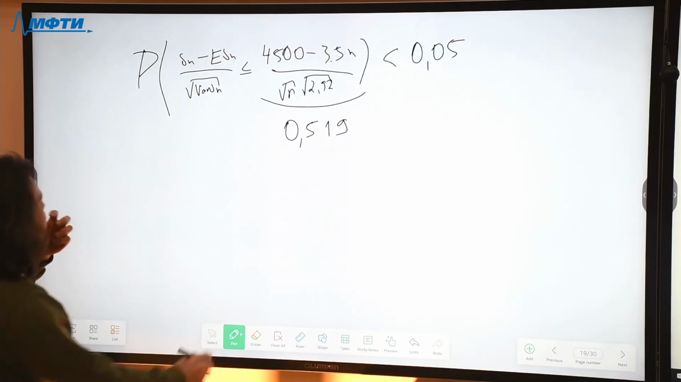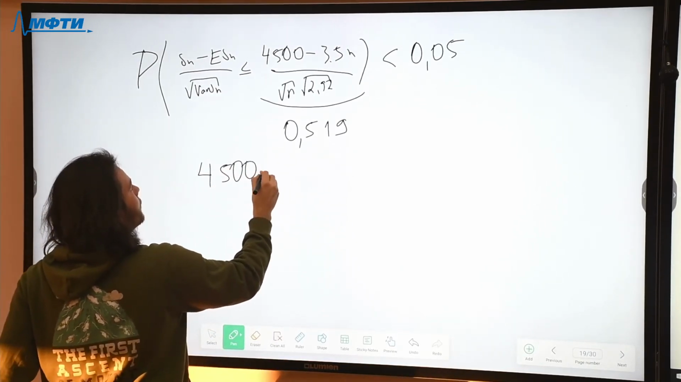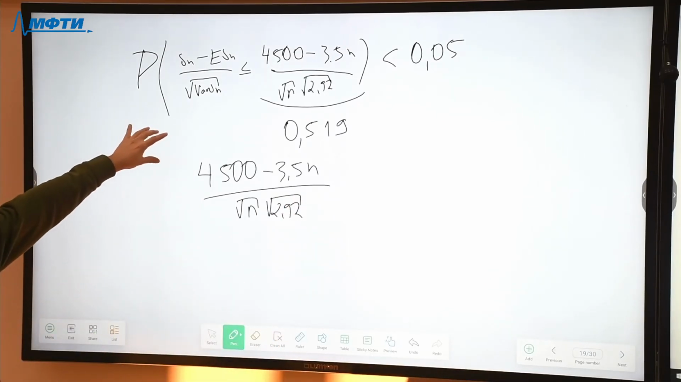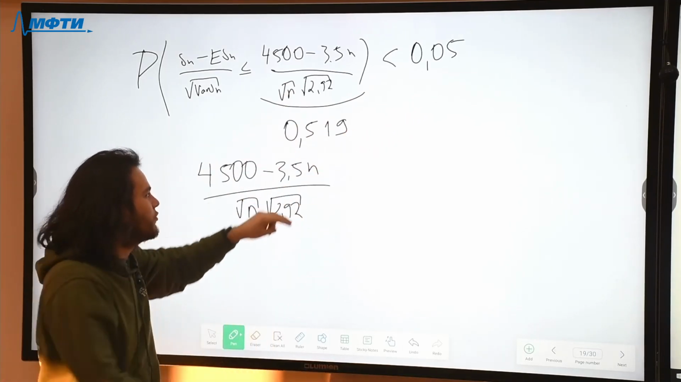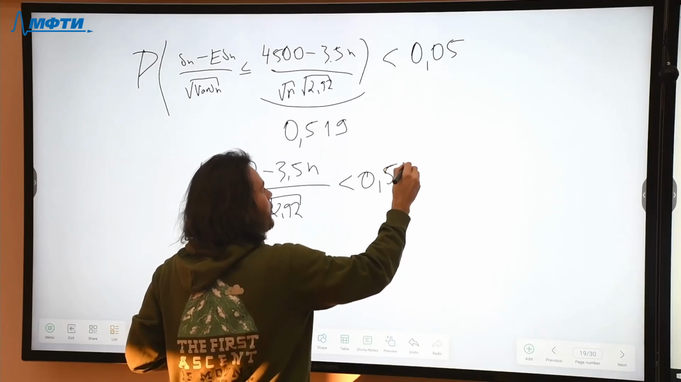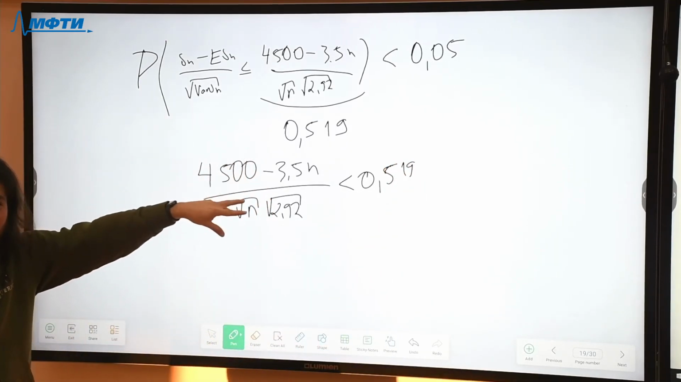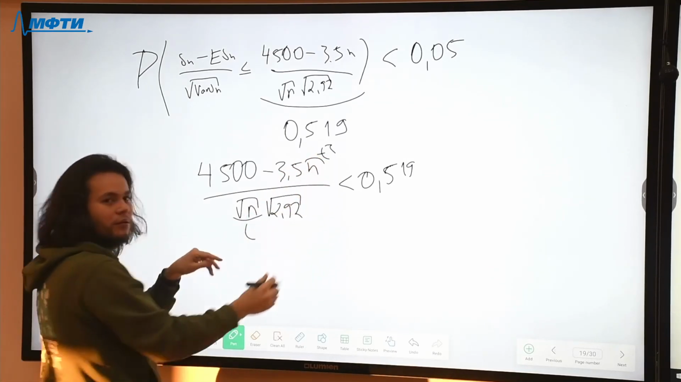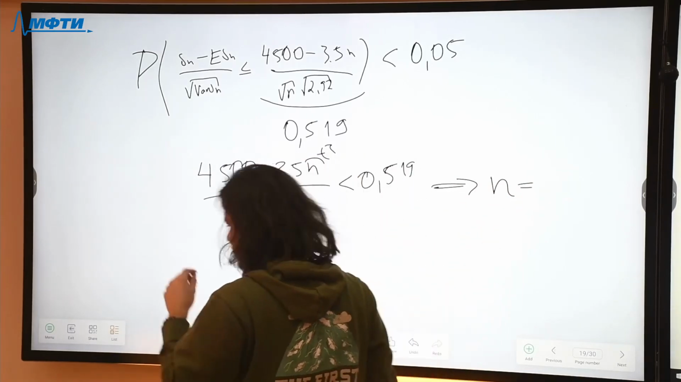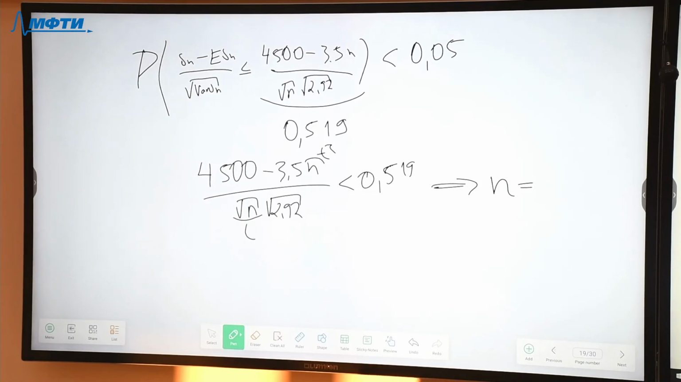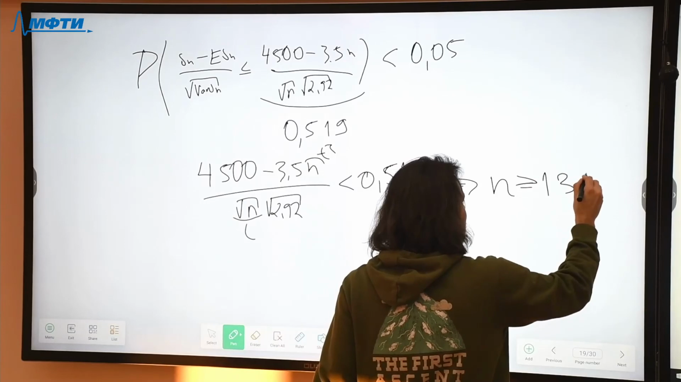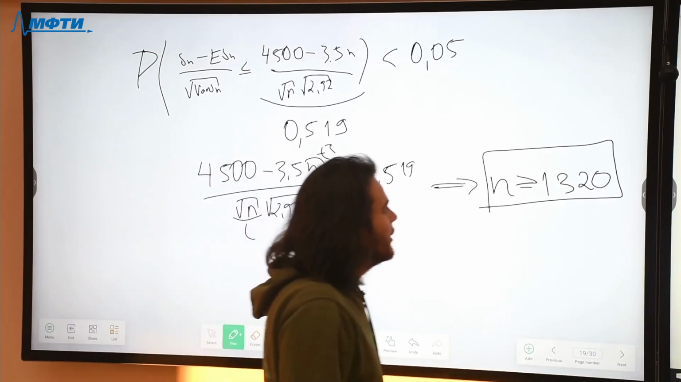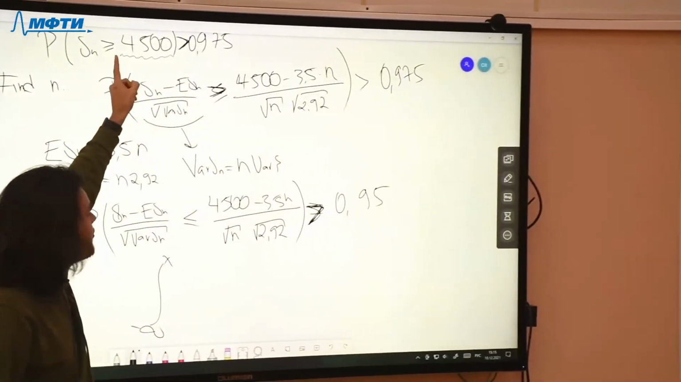That's it. So I need this probability, this number, to be, if I want this probability to be less than this, then I need this number to be less than this number. And that's it. You can solve it. You have just an equation here. So let's say that this is t, and this is t here. This is going to be t squared. You can solve it. And the answer is going to be 1,320 times. So this is the number of times that you need to throw a die if you want the sum of the points to be at least 4,500 with this probability.